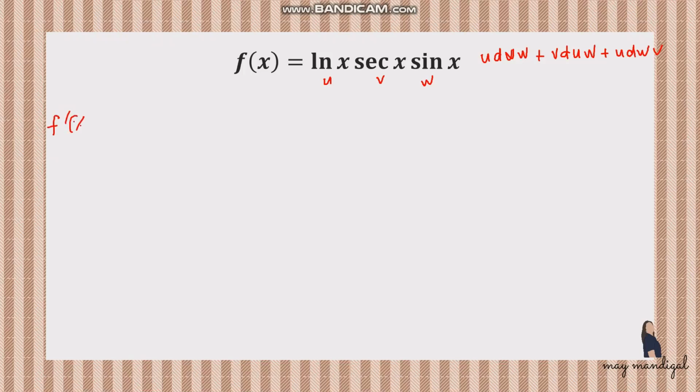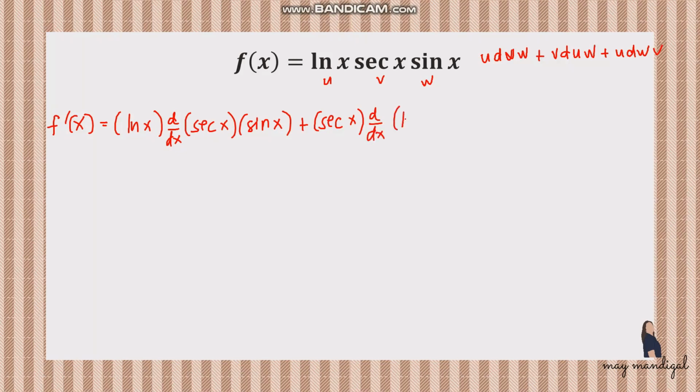So f prime of x is equal to u dv w. So u, dv, w, sine x, plus v du w. V, derivative of u, w, plus u, derivative of w, times the v, which is secant of x.